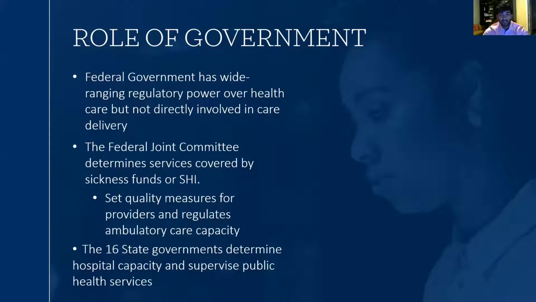The federal government has wide-ranging regulatory power over healthcare, but is not directly involved in care delivery. This is done by the Federal Joint Committee, which determines services covered by the sickness funds, or SHI. They set quality measures for providers and regulate ambulatory care capacity, which is the number of SHI-contracted physicians practicing, using needs-based physician-to-population ratios. The 16 German state governments determine hospital capacity and supervise public health services.